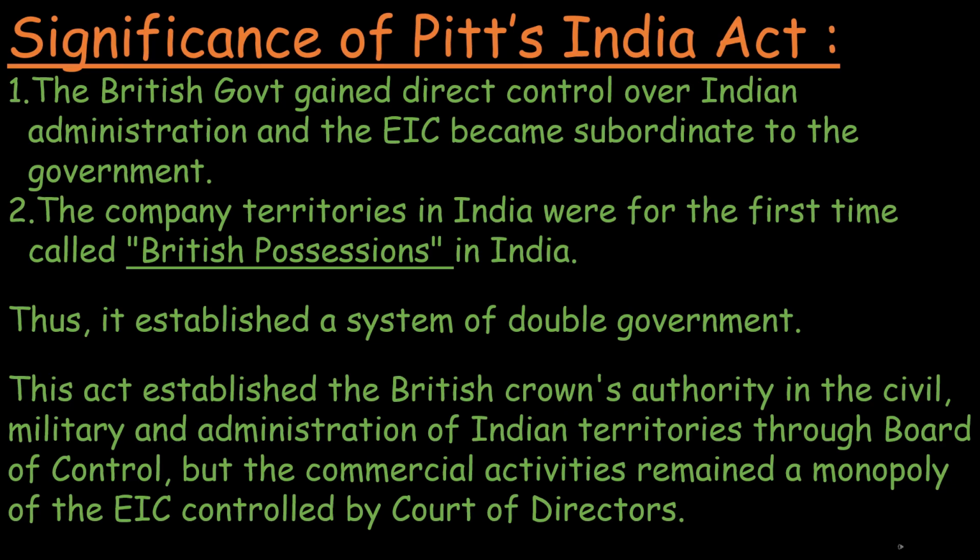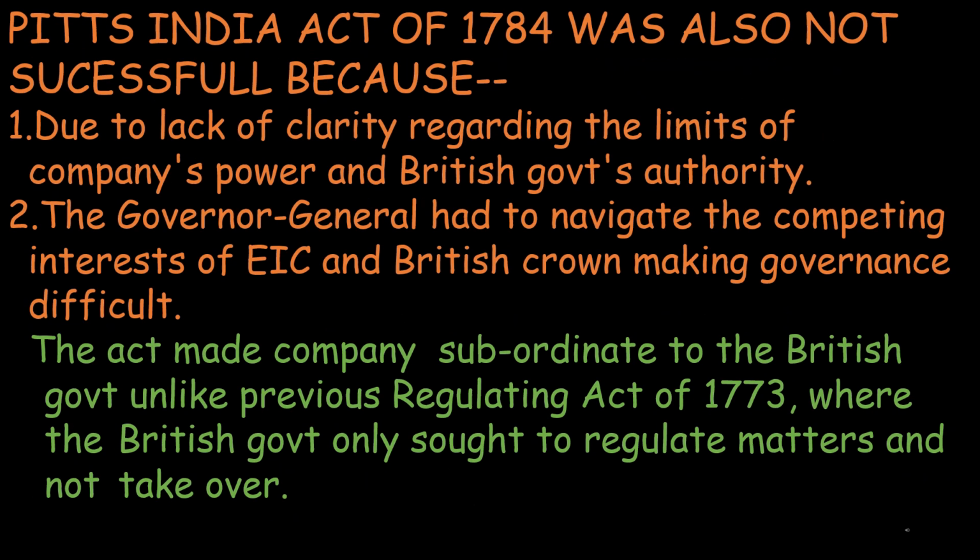This act established the British Crown's authority in the civil, military, and administration of Indian territories through the Board of Control, but the commercial activities remained a monopoly of the EIC, controlled by the Court of Directors.